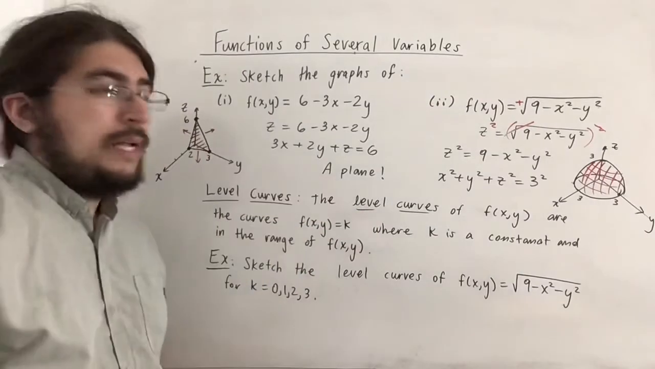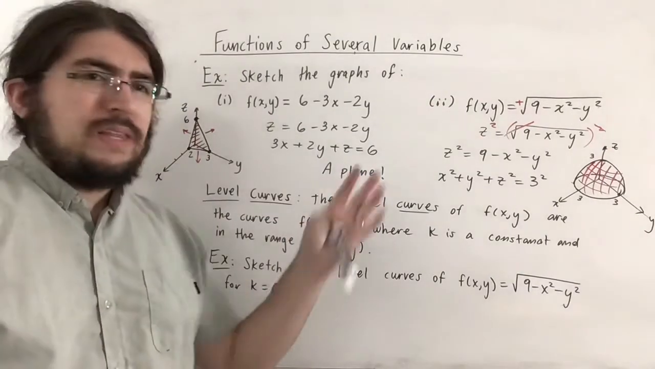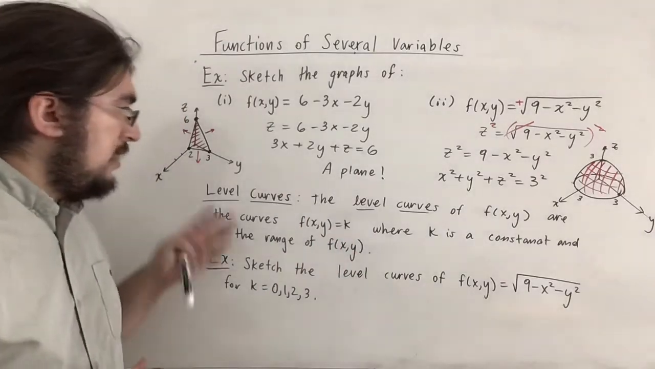The upper half sphere with radius 3, center at the origin (0, 0, 0). So I think that's okay. All right, so now for level curves.